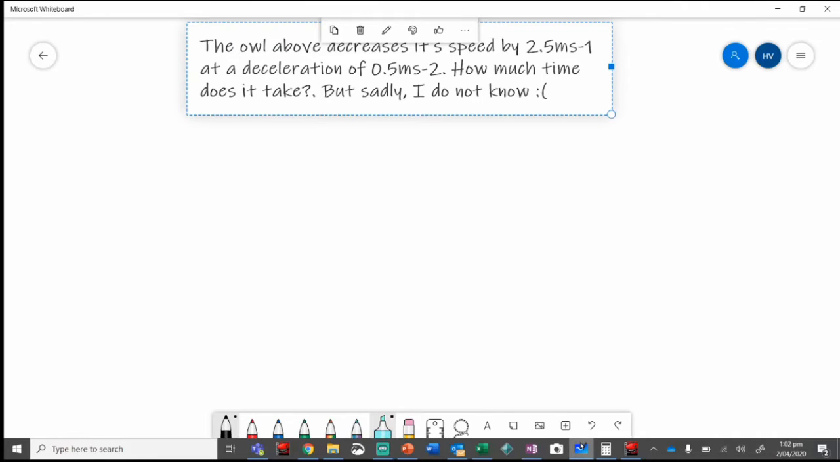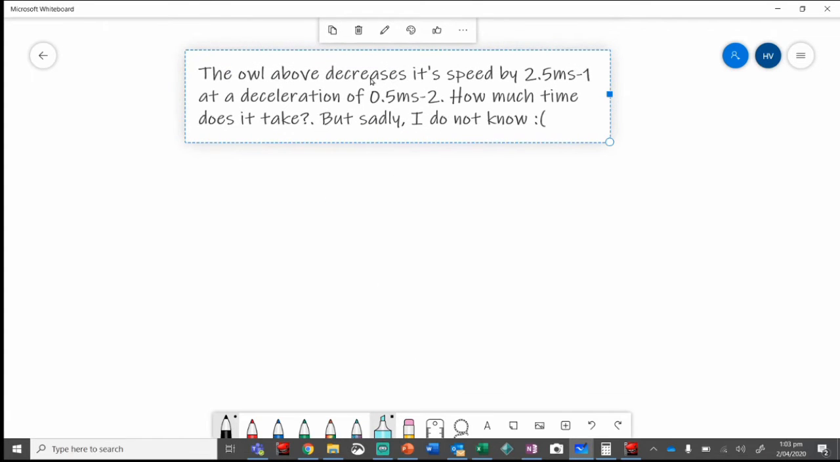Okay, hi guys. One of your colleagues in the class asked a question about how to handle problems like this one: the owl decreases its speed by 2.5 meters a second at a deceleration of 0.5 meters a second squared. How much time does it take? So they're giving you speed and deceleration, and they're asking you for time.